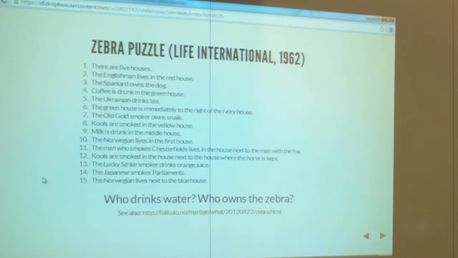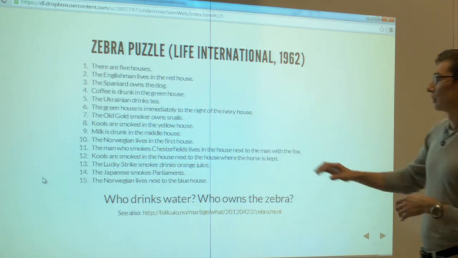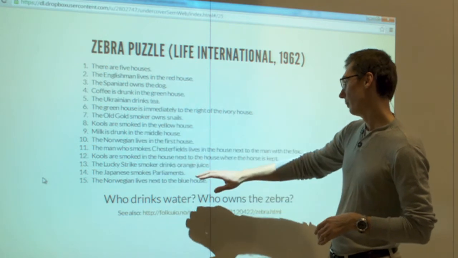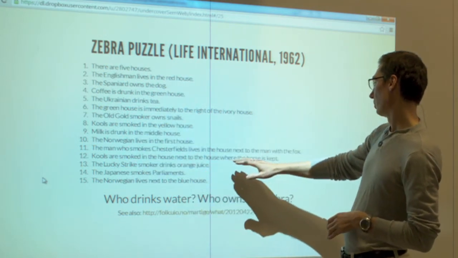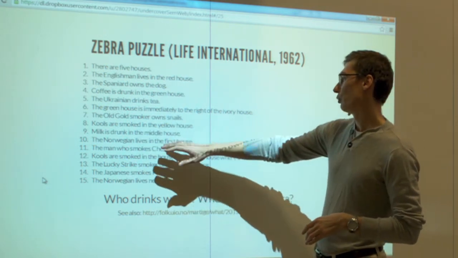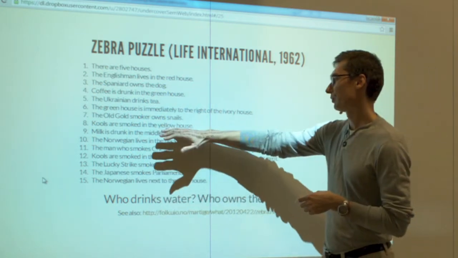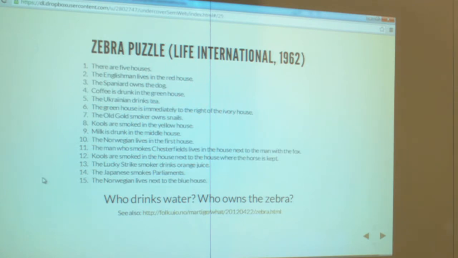Yes, this. So houses are ordered. For example, there are things like middle house, a blue house, first house. So they are ordered, but then they are also colored. So how would we represent that?